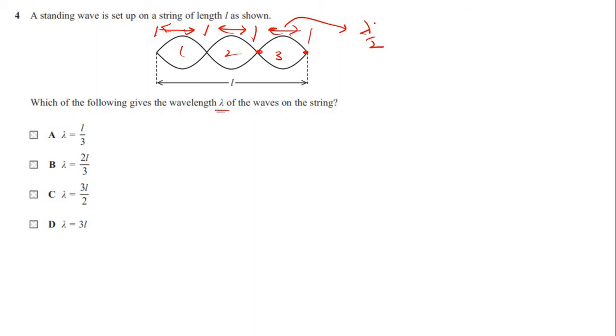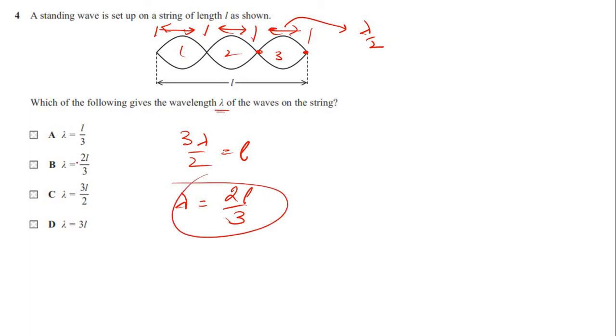That means in terms of wavelength we have 3 lambda by 2, which is equal to the length of the string L. You can make lambda the subject, so lambda is equal to 2L upon 3. This is the wavelength, which corresponds to option B.